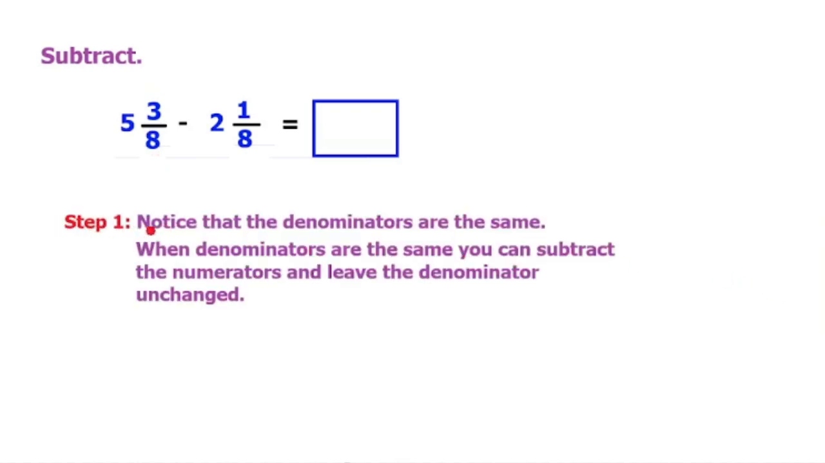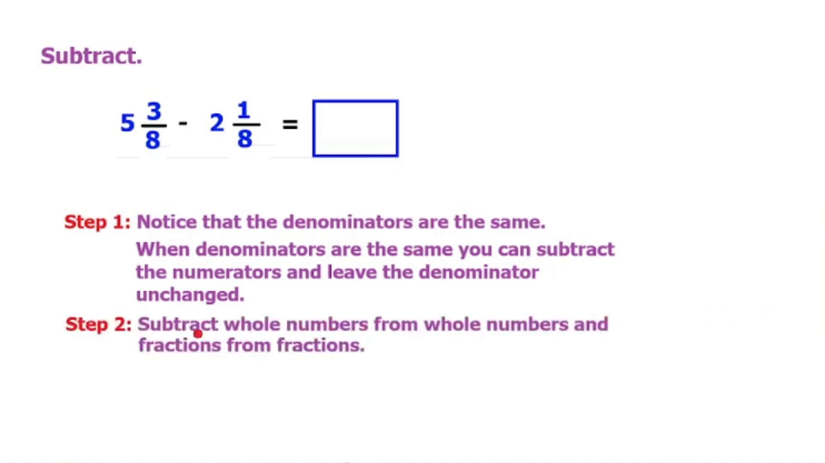The first step is to notice that the denominators are the same. When the denominators are the same, you can subtract the numerators and leave the denominators unchanged. So I have links in the description to other videos of mine that go through this in more detail if you need a little bit extra help on it.